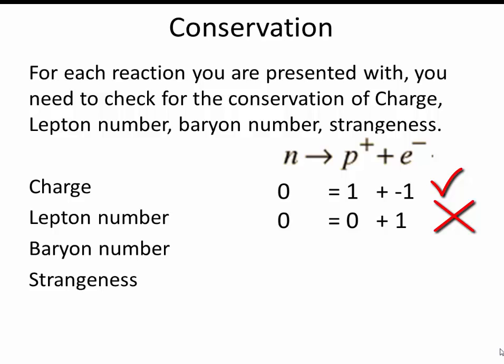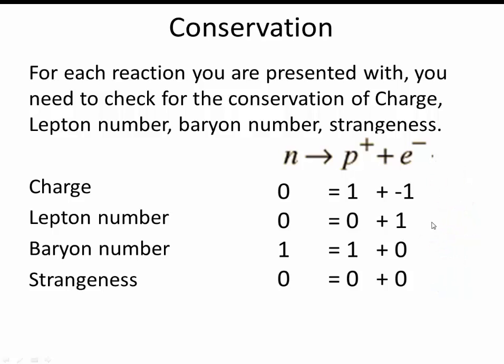Let's carry on. Baryon number. Well, the neutron is a baryon, the proton is a baryon, and the electron is not a baryon, so 1 is equal to 1 plus 0. That's all well and good. Strangeness. Well, the neutron does not have any strange quarks, neither does the proton, and the electron is not even a quark, so that will be 0 too. Now, as it stands, this is a problem because the lepton number is not conserved. So according to the laws of conservation, this could not happen.